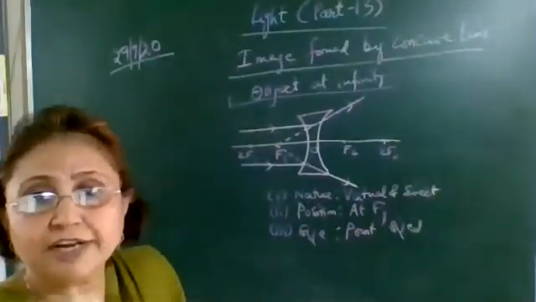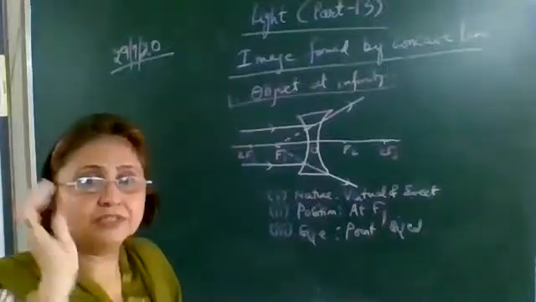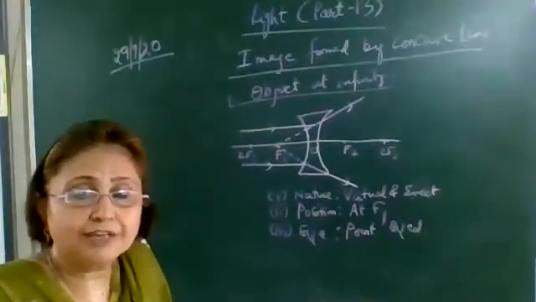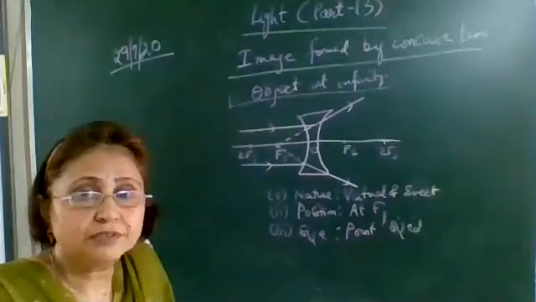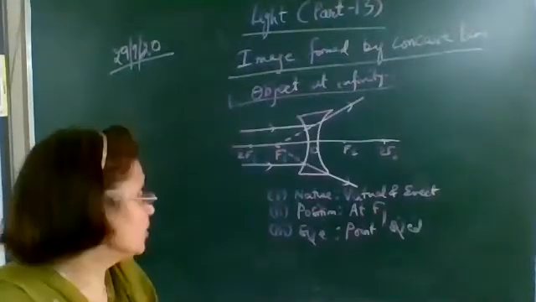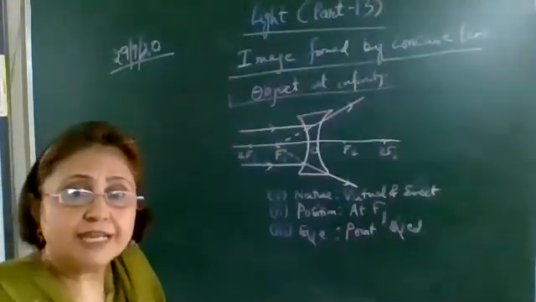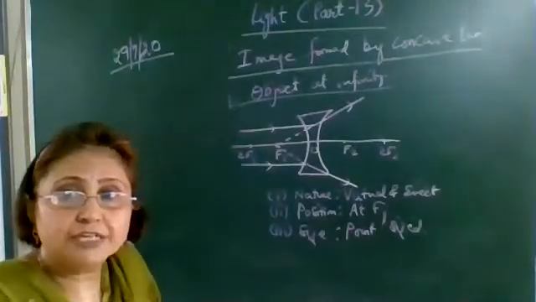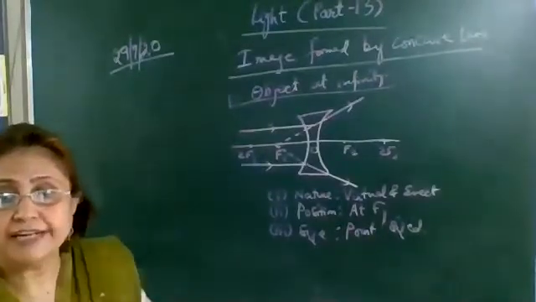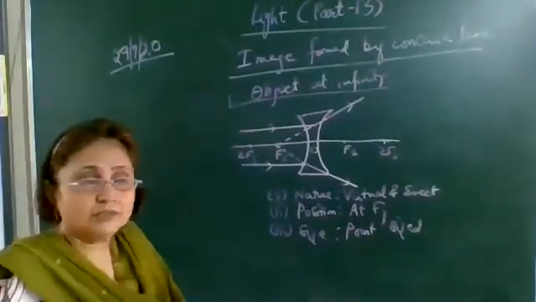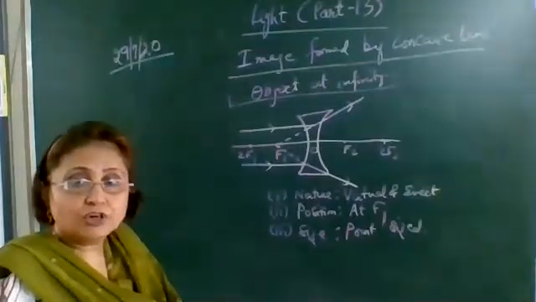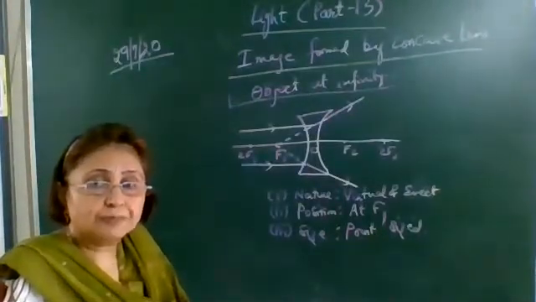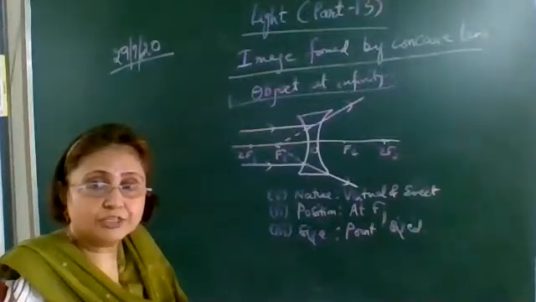Hurry up, draw this ray diagram. Write the heading: image formed by a concave lens. Write the first position: object at infinity. Now draw the ray diagram. Draw a concave lens. Mark the optical center as the central point of the lens.